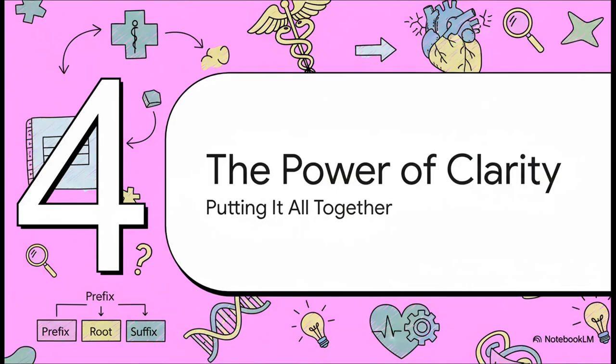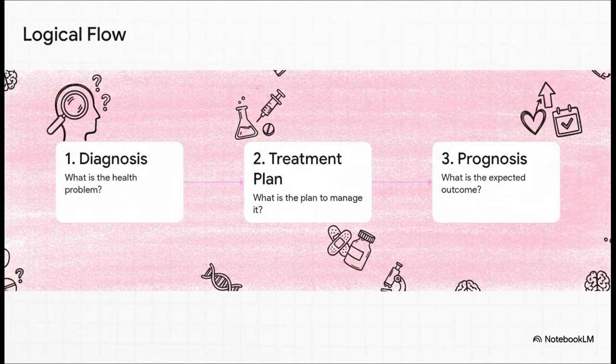Okay, so let's pull all these different threads together. We've seen how individual words are built logically. And we've seen how sentences are structured for maximum clarity. And this logic, it scales up to how all medical information is organized. This same logic actually shapes the entire medical story. It almost always follows this clear, simple flow. First, you get the diagnosis. What's the problem? Next, the treatment plan. Okay, what are we going to do about it? And finally, the prognosis. What do we expect to happen? It's a narrative with a clear beginning, middle, and end.